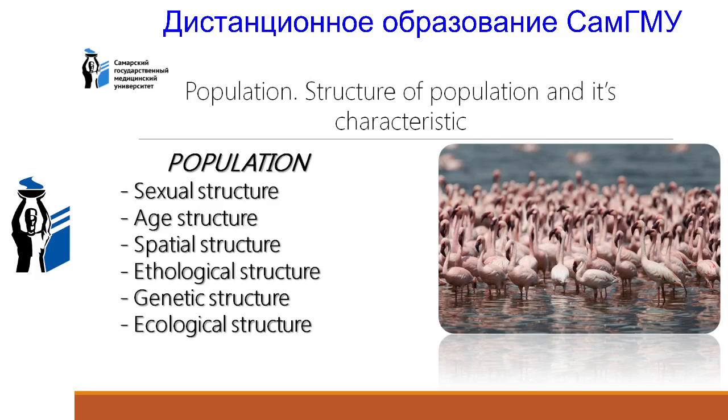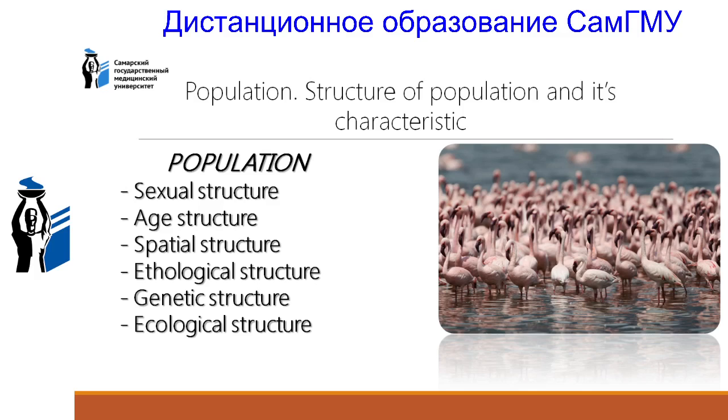Gender structure, or sex composition, is the ratio of males and females in a population. Sexual structure is characteristic only of populations of dioecious organisms. The numerical ratio of the sexes, the sex composition, and especially the proportion of breeding females in the population is of great importance for the further growth of its numbers.